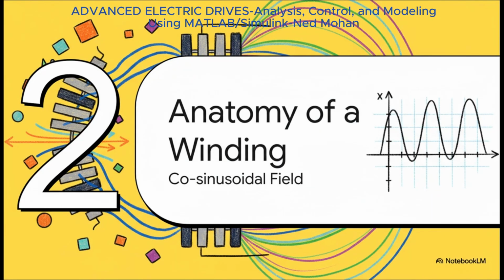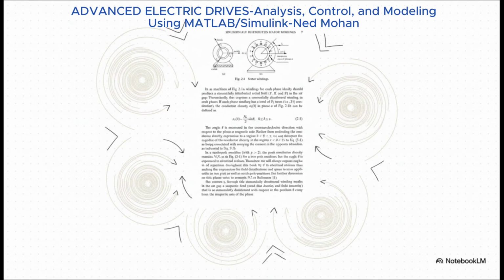So, we know the goal is this perfect sine wave field. Now let's see how a single-phase winding is actually put together to get as close as we can to that ideal. Take a look at this diagram from the book. This is our fundamental building block, the winding for phase A. Now notice, it's not just one big coil of wire. The conductors are strategically placed all around the stator, and this placement is intentional.